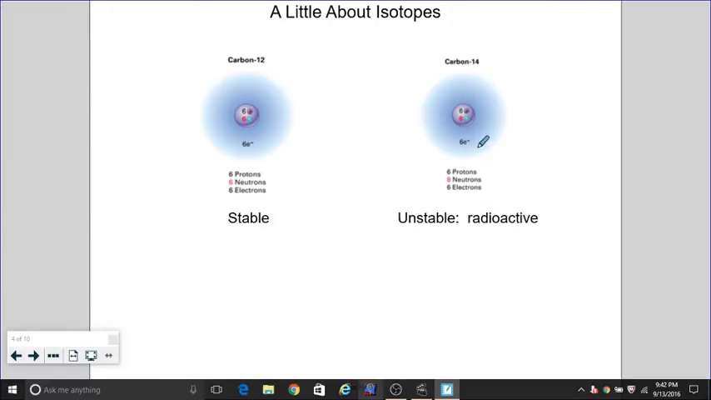Carbon-14 still has 6 protons because it has to, but it has 8 neutrons. So its atomic mass is 14. There's also another one in here that's carbon-13, but I took it out. I didn't really care about it.